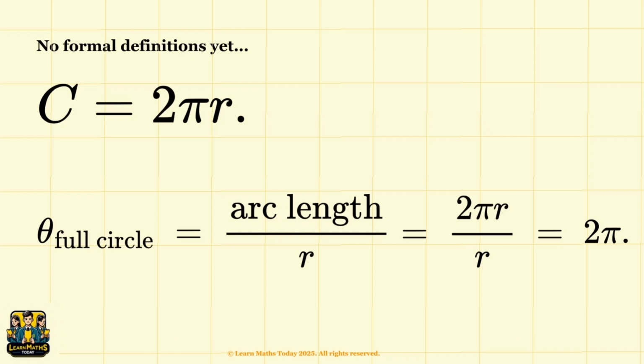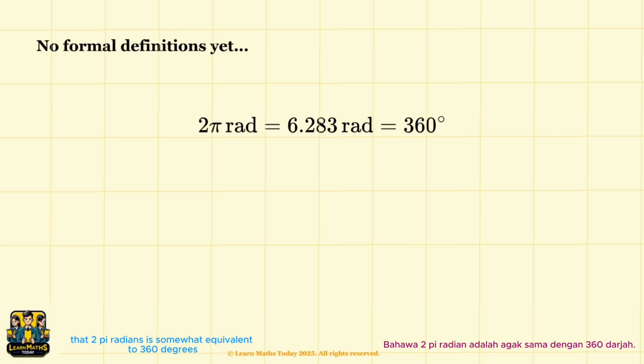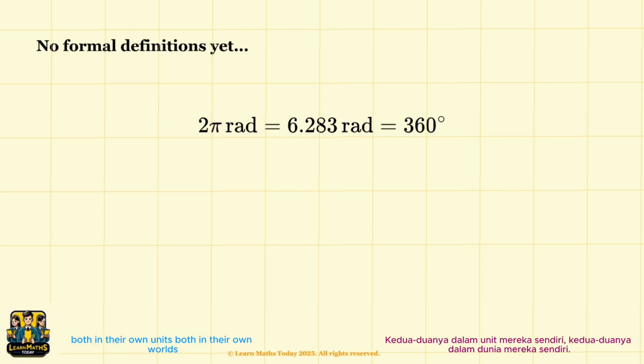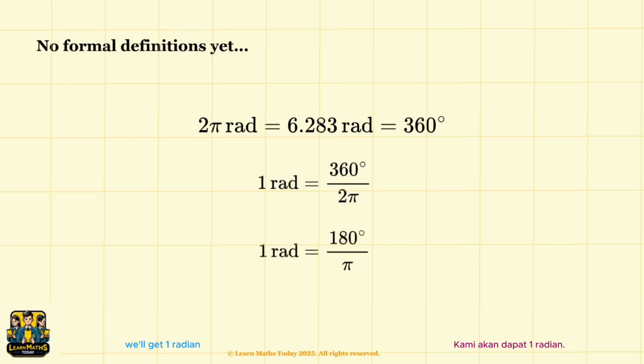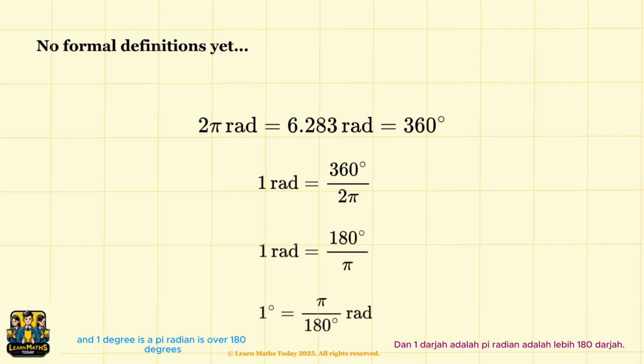Interesting. So we can say that 2 pi radians is somewhat equivalent to 360 degrees, both in their own units, both in their own worlds, one in the world of radians and one in the world of degrees. And if we simplify this, we'll get 1 radian is actually equal to 180 degrees over pi, and 1 degree is pi radians over 180 degrees.